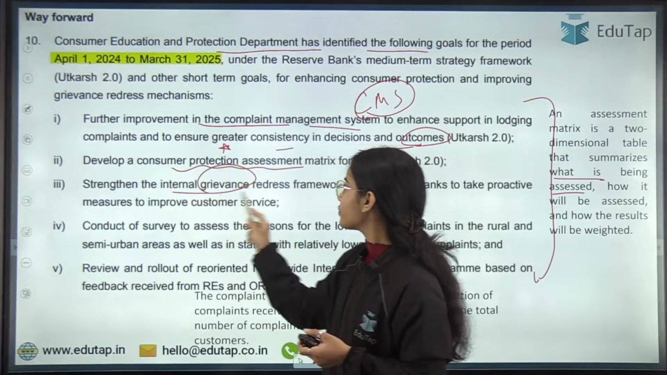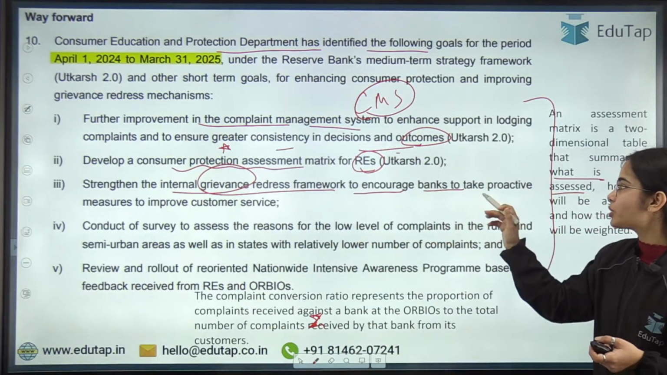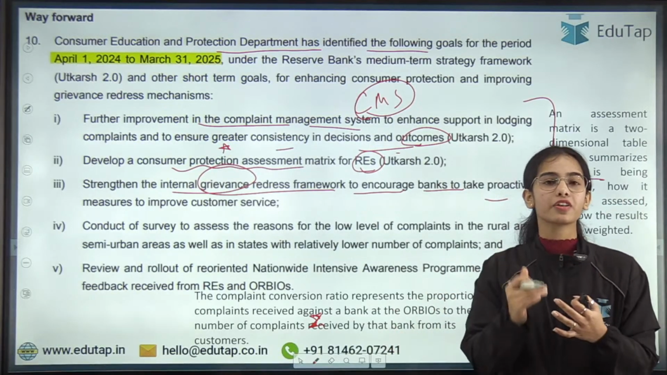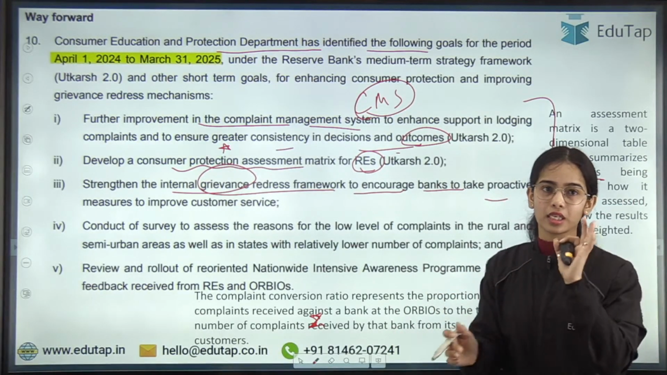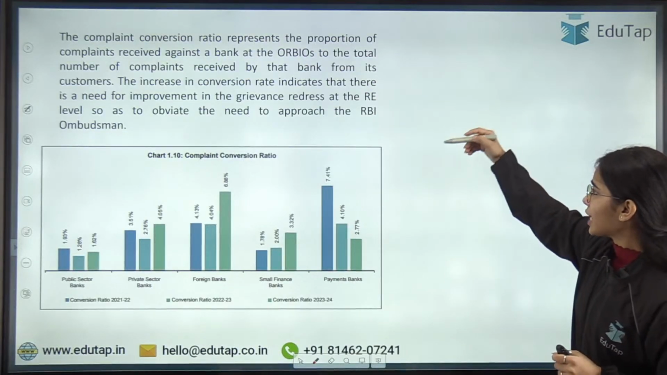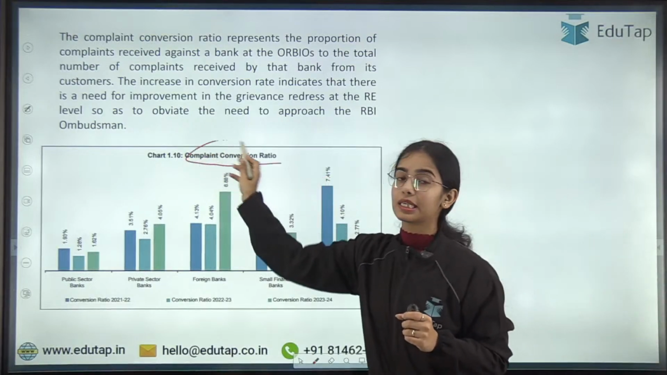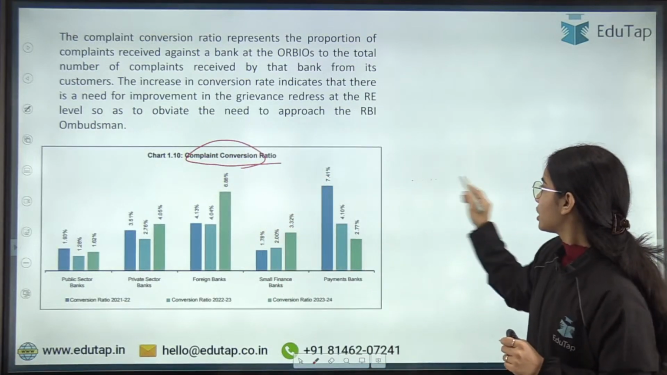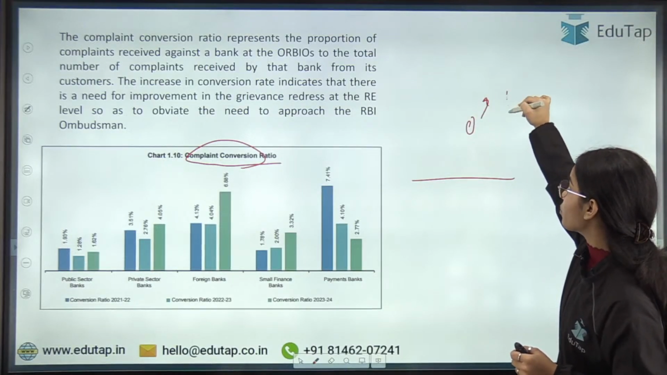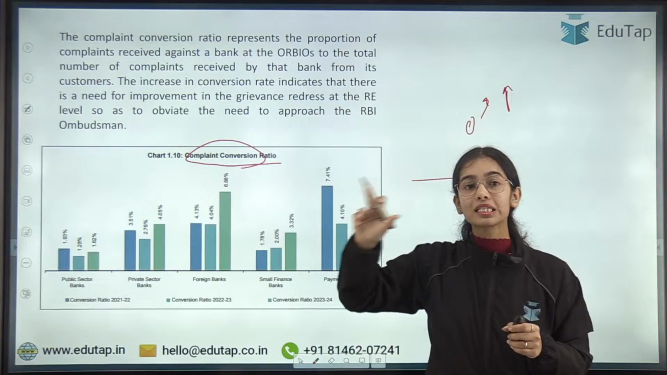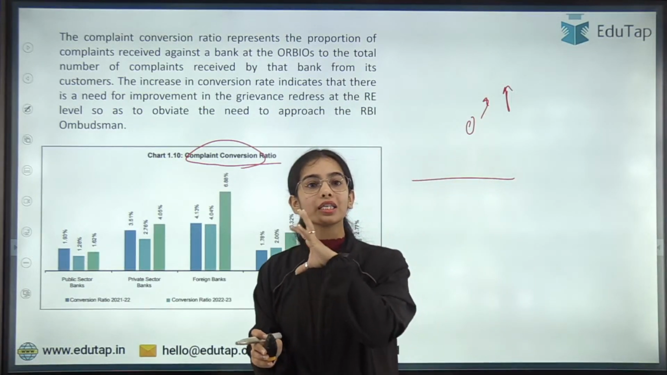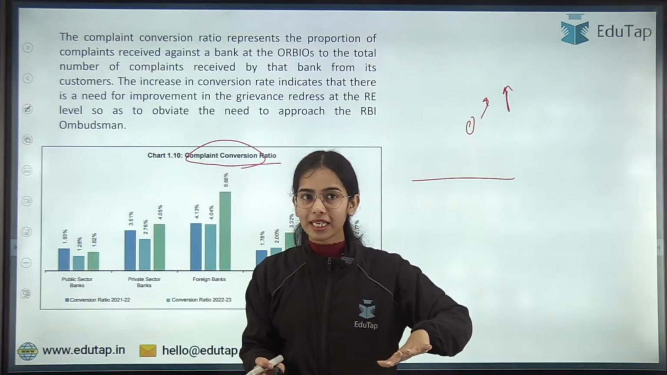Strengthen the internal grievance redressal framework to encourage banks to take proactive measures to improve the customer service. So the internal grievance redressal should be strengthened. Just try to understand one thing. See what is happening, that the complaint conversion ratio is increasing. That means that the offices of the RBI Ombudsman are receiving more complaints from the customers. That means that the banks or the NBFCs are not able to resolve the complaints within their organization.